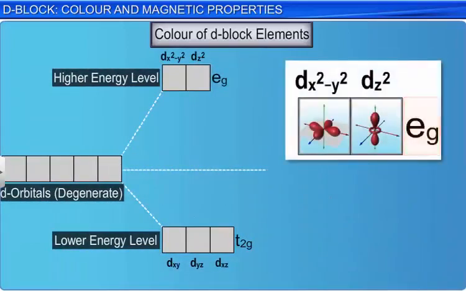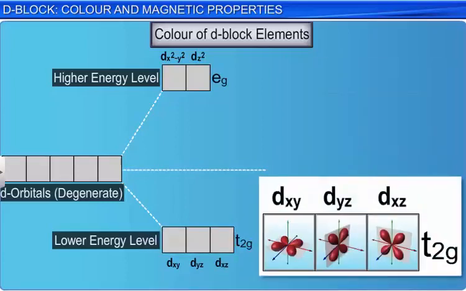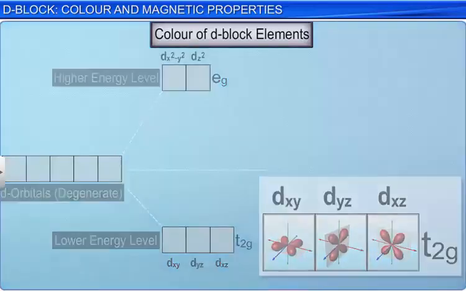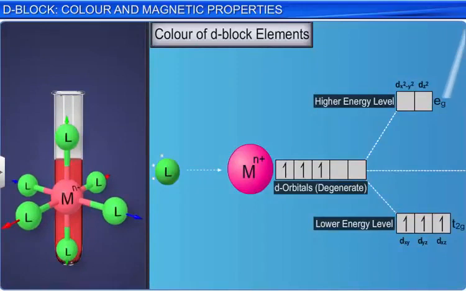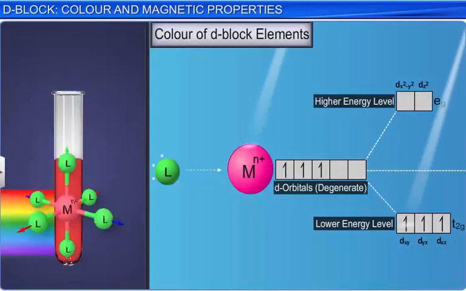One set, known as the Eg set, consists of two orbitals, dx square minus y square and dz square. The other set is known as T2g. When white light is incident on a transition metal ion, the electron in the lower energy d orbital set absorbs certain radiations and gets promoted.